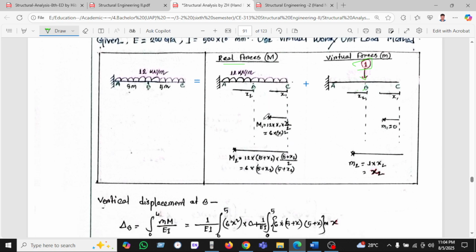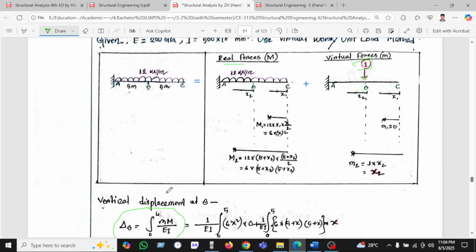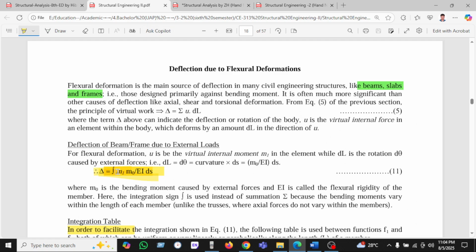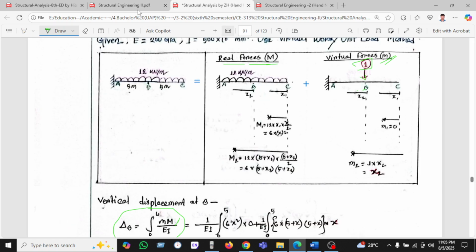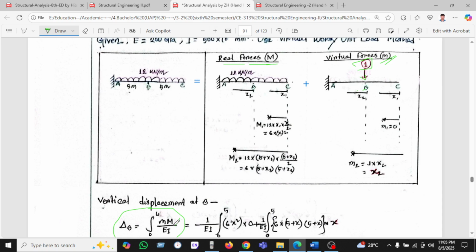Okay, so in this case we are using the formula summation of small m into block M divided by EI. What is the small m? Small m is the virtual force, and the block M is the real force, as we have seen here. It is denoted m1 and m0 in the theory, but I am denoting small m and block M. The real forces are all given.